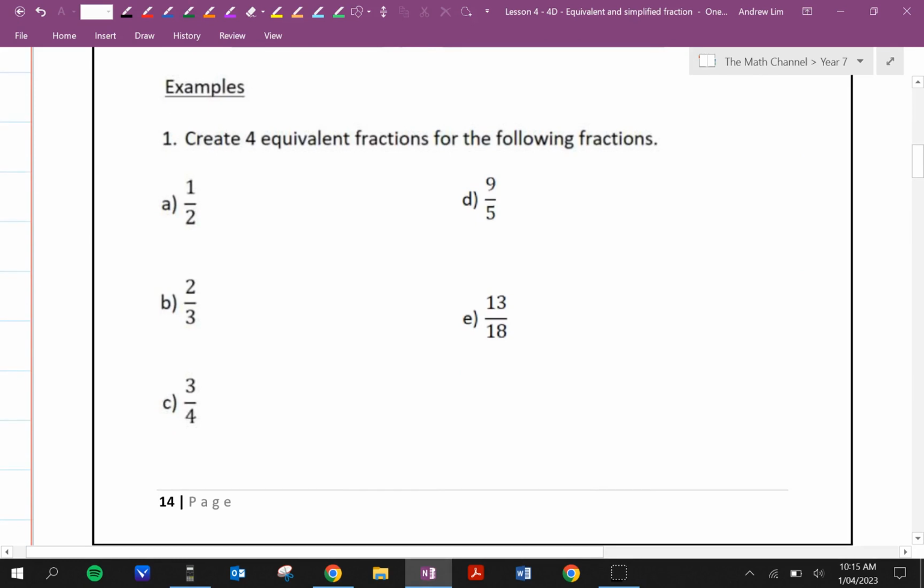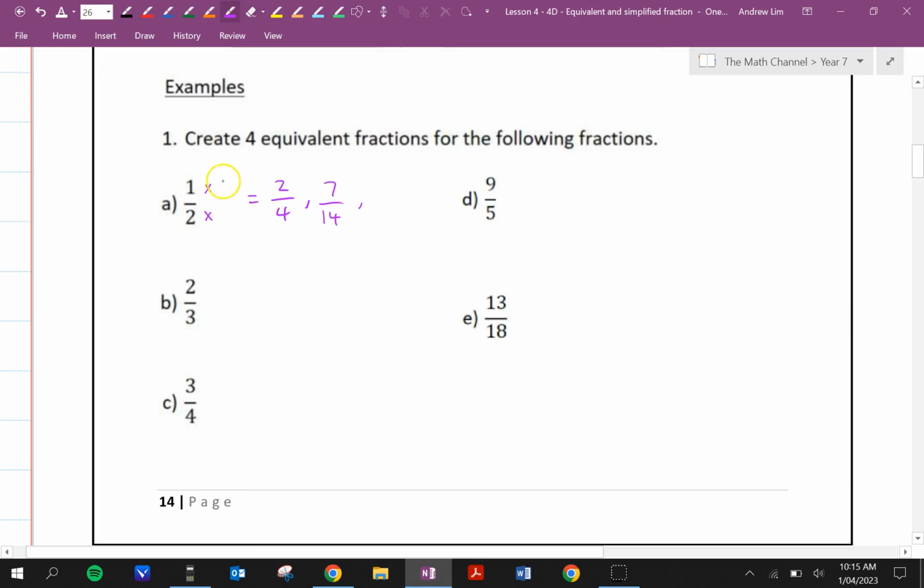Half. I'm just going to do this one, and then I want you to have a go with B, C, D, and E. So what I could do with half is I could multiply both the top and bottom by 2. If I do that, 1 times 2 is 2, 2 times 2 is 4. I've just created an equivalent fraction. Or I could multiply them by 7. 1 times 7 is 7, 2 times 7 is 14.